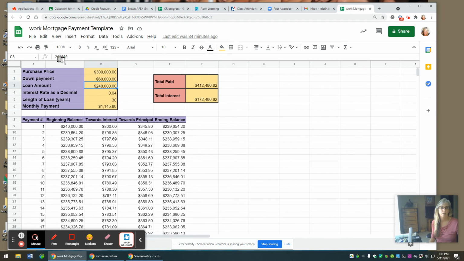And then here we took the difference, which we could have put a formula in, probably should have, but we didn't. The loan amount is the difference between the cost, the price, and your down payment. You subtract the down payment, and whatever's left, you still have to pay, so you're going to get a loan for it. And the loan percentage rate, the APR, is 4%, so that's 0.04, and the loan term is 30 years.